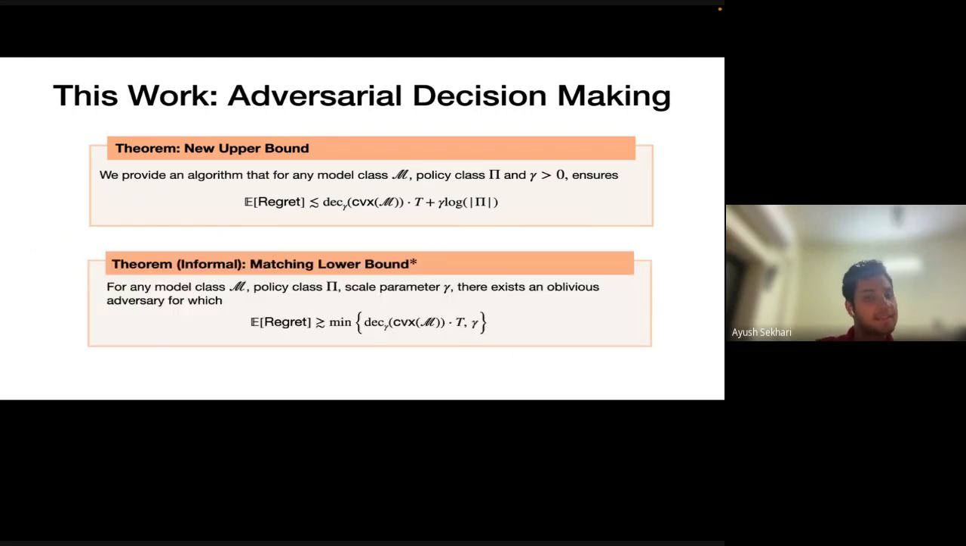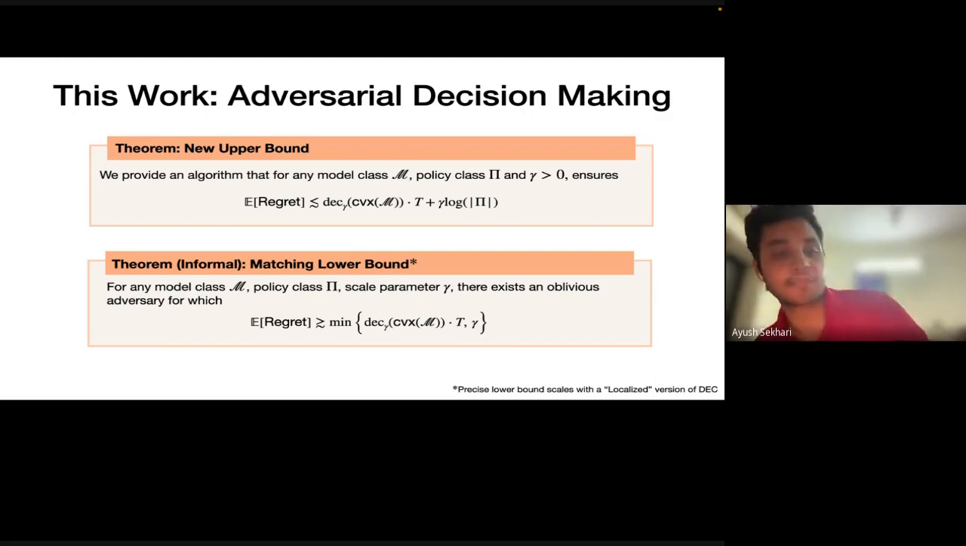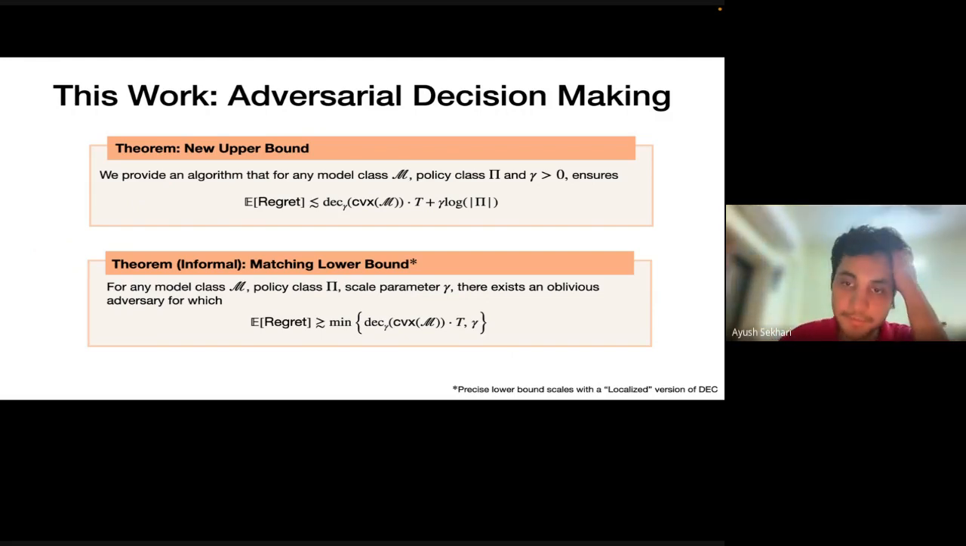At the same time, we show that this dependence on the decision estimation coefficient of the convex hull of M is real by providing a lower bound. In particular, we show that for any model class M, policy class Φ, and scale parameter γ, there exists an oblivious adversary for which the expected regret is greater than the min between DEC_γ of the convex hull of M times T, and γ. And again, here as well, the precise lower bound scales with a localized version of DEC, and we can use machinery from some later papers to get tight upper and lower bounds for the expected regret.